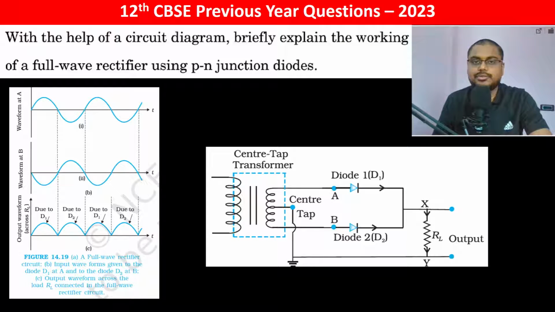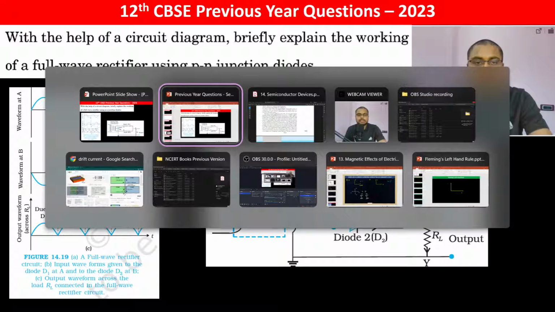With the help of a circuit diagram, briefly explain the working of a full wave rectifier using PN junction diodes. So let us go directly to NCERT.